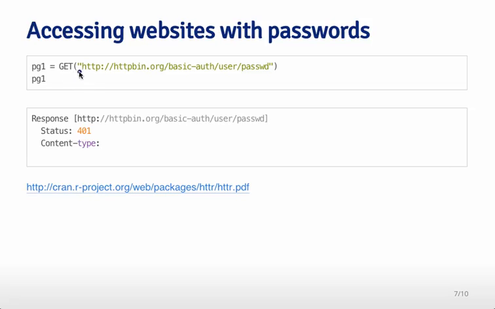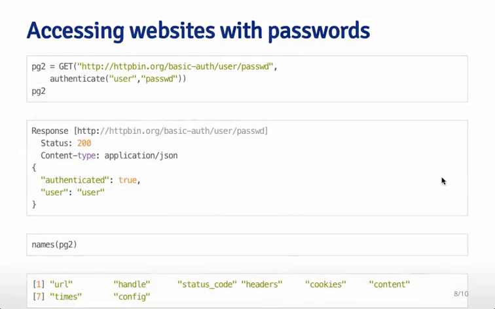So if you navigate to this web page with your browser, you'll see that it requires a username and password input. And so if I just try to get that page using the GET command from the httr package, I get a response that says status 401, and that's because I wasn't able to log in because I haven't been authenticated. So what you can do with the httr package is you can actually authenticate yourself for websites.